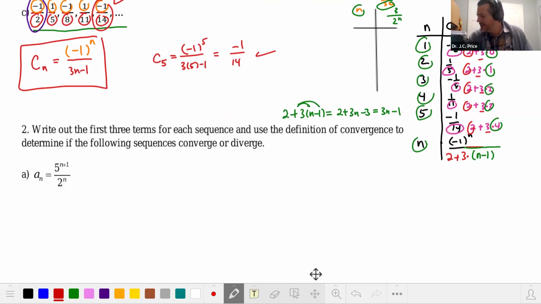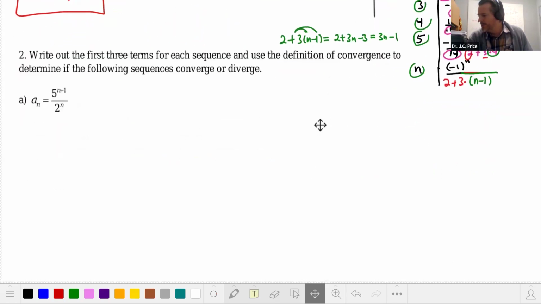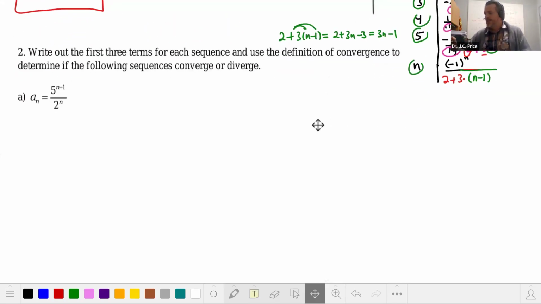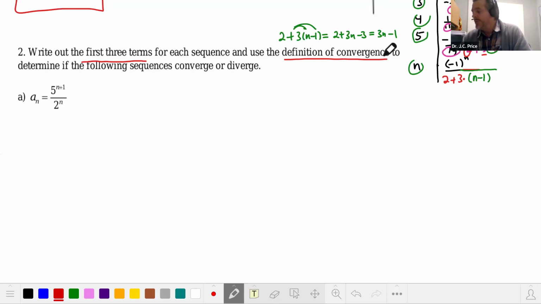And so in this number 2, we have several things we want to do. So let's make sure we read these directions here. What we want to do is write out the first 3 terms for each sequence, and then use the definition of convergence, so basically run a limit on it, to determine if the sequence converges or diverges. So we're now going to practice using formulas. And for this one, we're just going to write out the first few terms. And in class, you guys did tables, which I really like, just because I can give you lots of partial credit for these types of things.